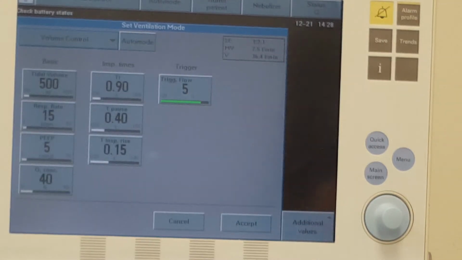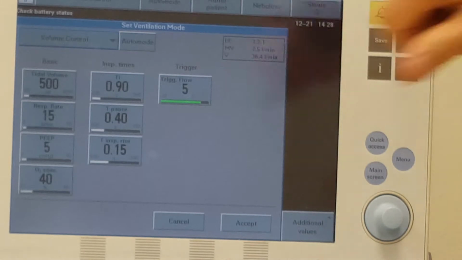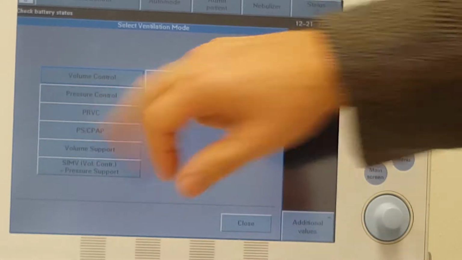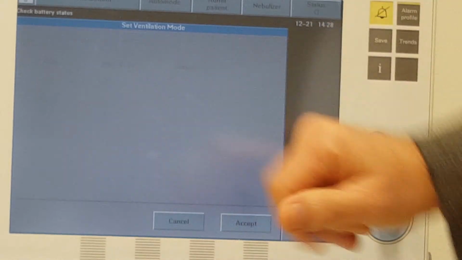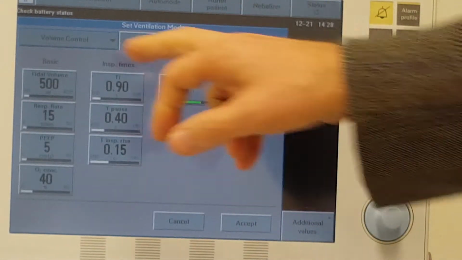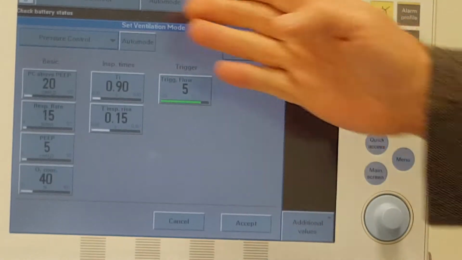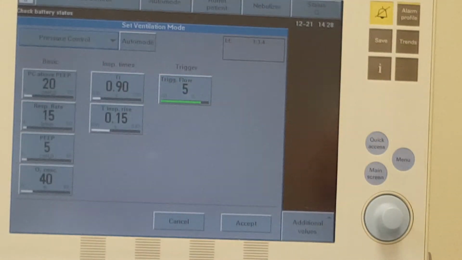So when we go to the fourth section, it says to put the patient into pressure control. So again, we touch the mode at the top, touch pressure control. Oops, I meant to hit pressure control. I obviously hit volume control. Here we've hit pressure control and all of our settings come up.